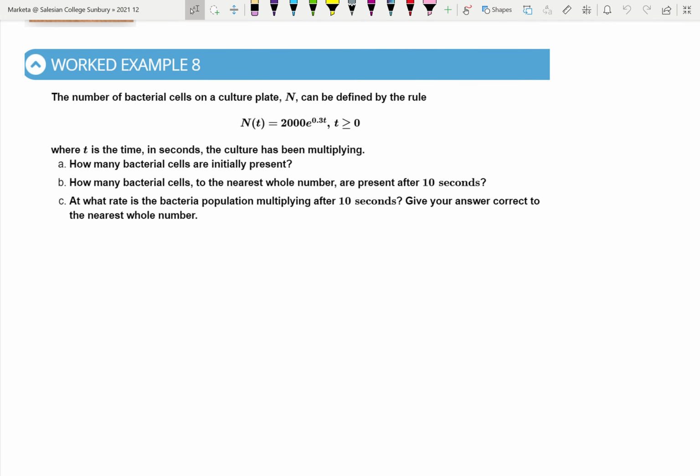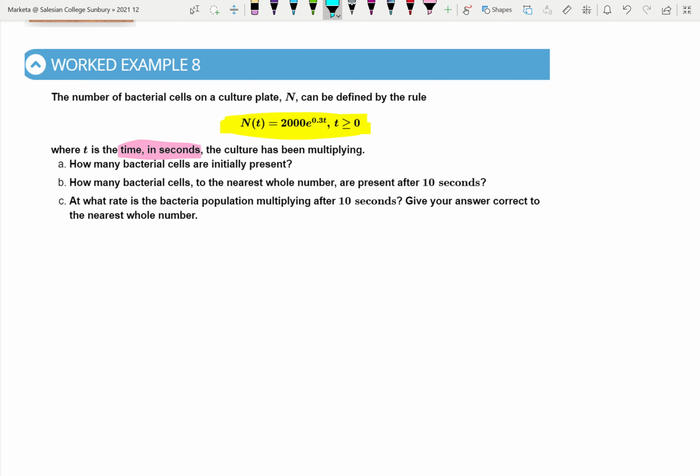The number of bacterial cells on a culture plate N can be defined by this rule here. I'll just highlight that because that is going to be very important. Where t is the time in seconds, so just be really careful with the units there, whether it's seconds or minutes or hours or whatever. The culture has been multiplying.